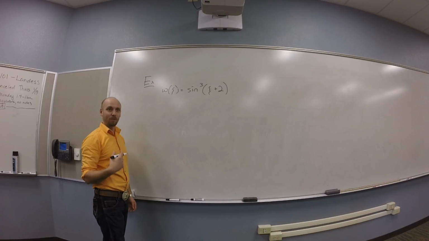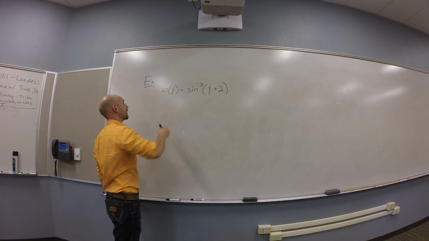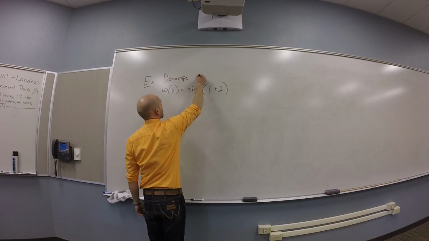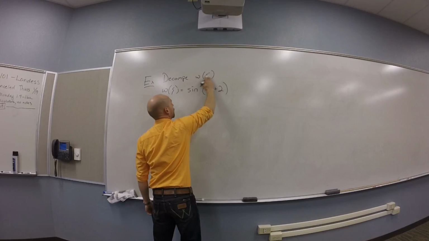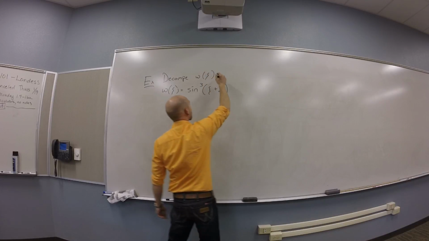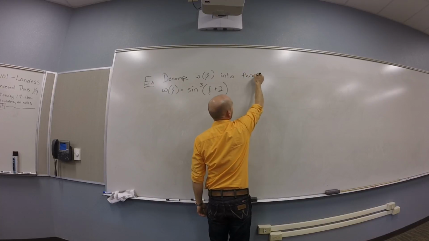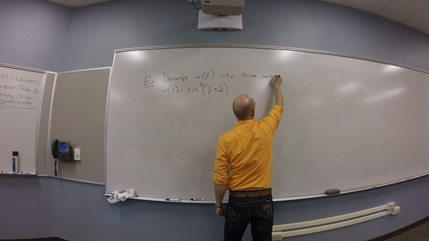All right, what's my problem with this? What are the instructions that go with this? Let's try to decompose w of psi into 3 non-trivial functions. Oops, my psis are turning into zetas quickly.